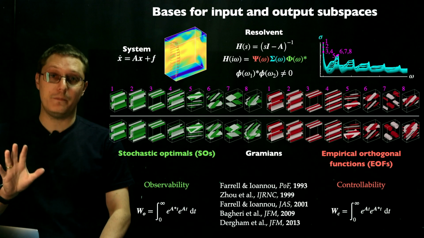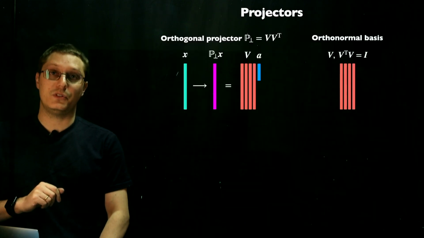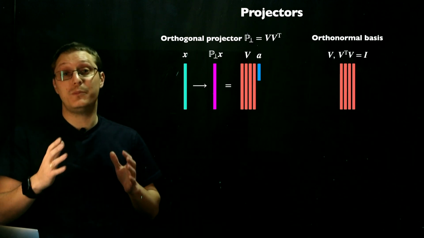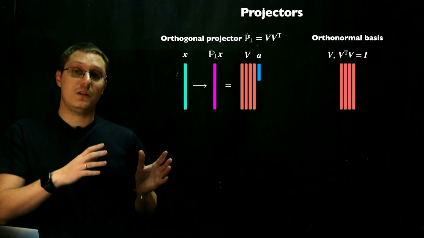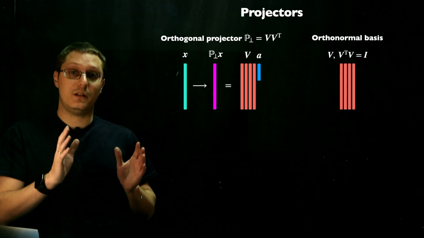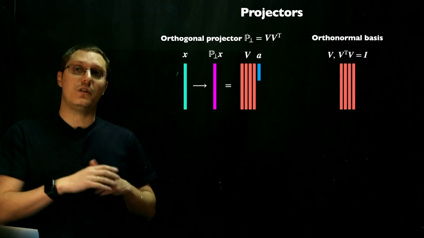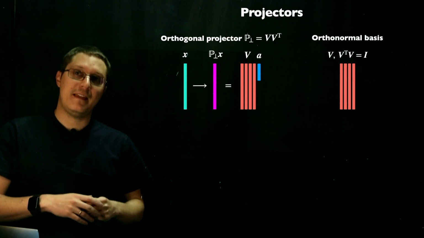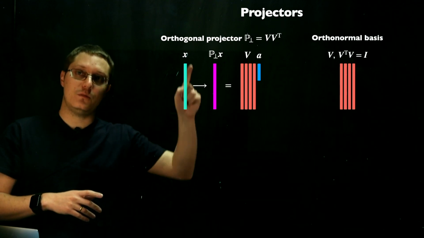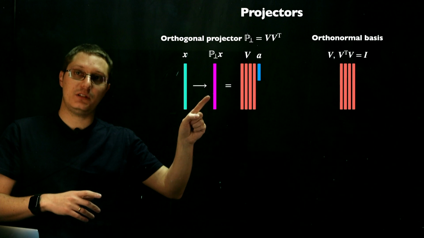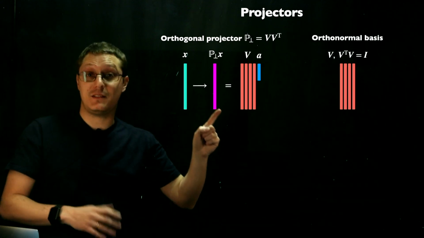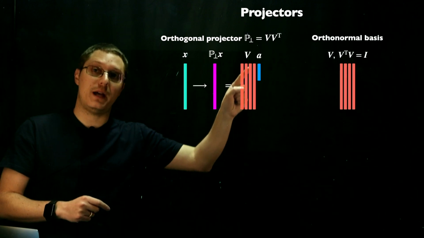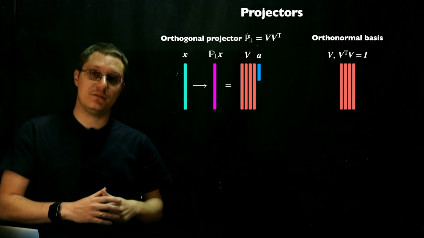Okay, now that we have bases, let's talk about building projectors. So conventional input and output projections use the modes that I just presented to build orthogonal projectors. So this is our good old friend, the orthogonal projector. And what it does is, when you hit a vector x with an orthogonal projector, you get something that's as close as possible to the original vector, but that now lives in the span of your basis vectors.